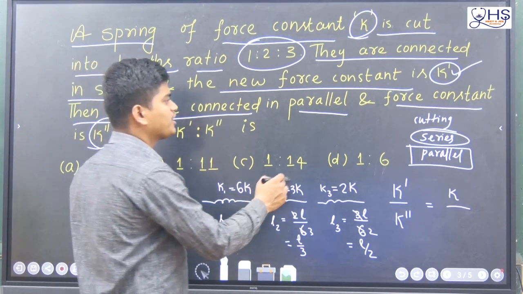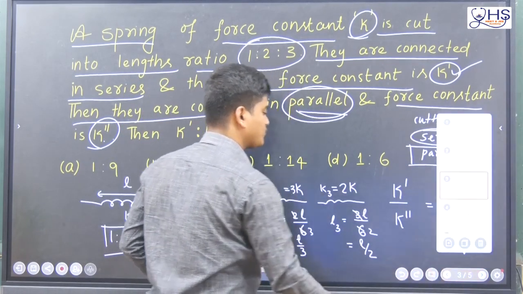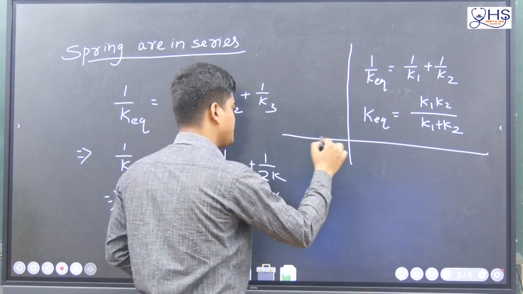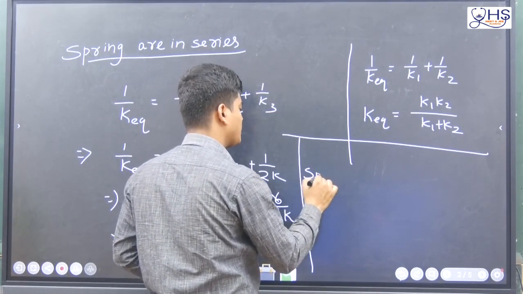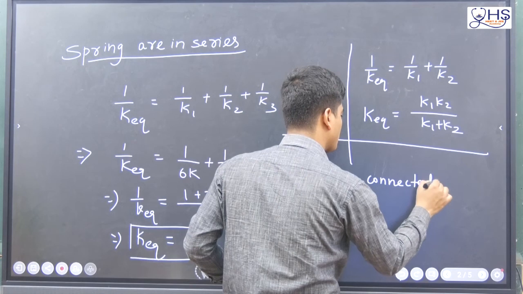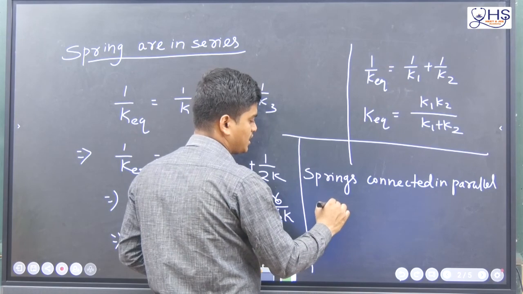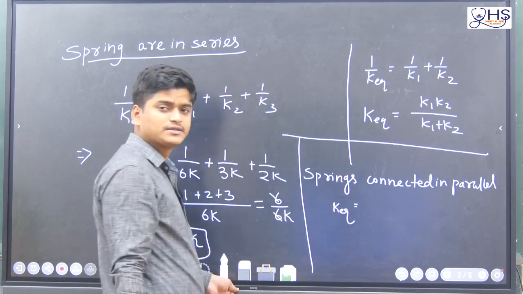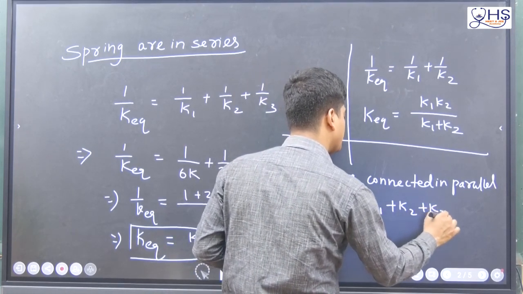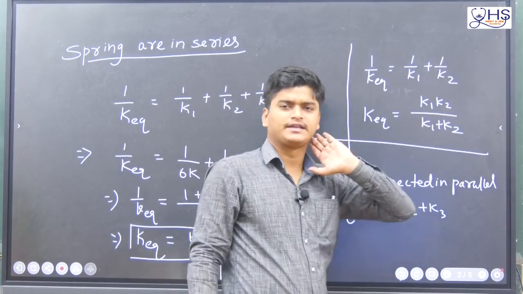Now K double prime, they are telling, is when the springs are connected in parallel. So you will understand this parallel here. Now remember, if there are many springs and they are connected in parallel, then K equivalent, that means equivalent spring constant, is nothing but K1 plus K2 plus K3. If 3 springs are there, I will write up to 3. If many springs are there, I have to keep on adding.